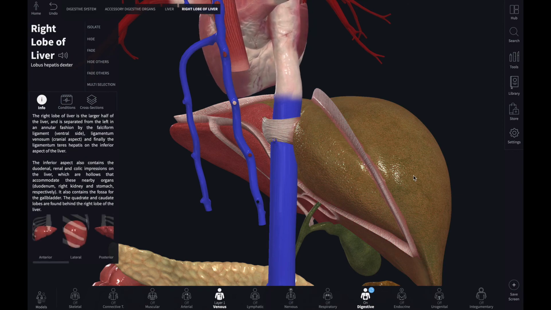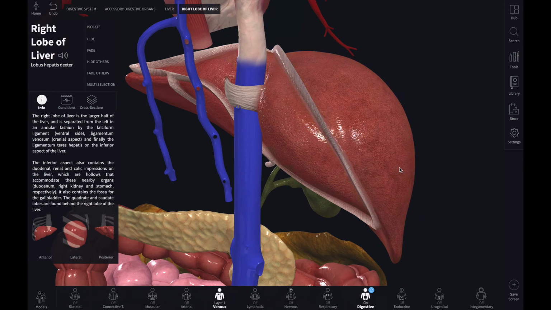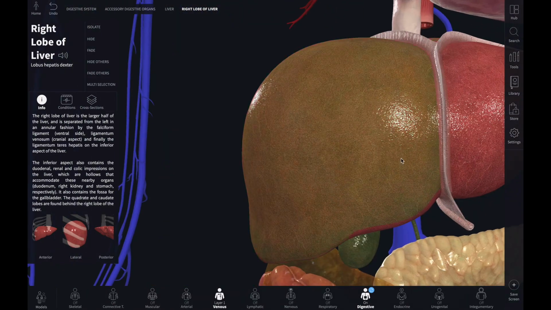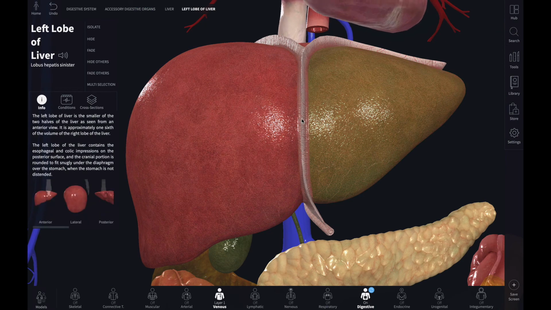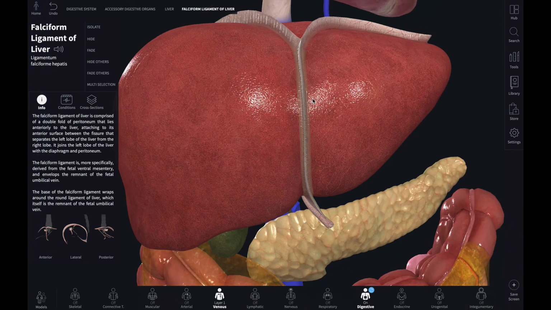This is the right lobe, the largest lobe. It is just hugging the inferior vena cava. And the right lobe and the left lobe are divided by a falciform ligament. This is the falciform ligament and this is the cardinal ligament.